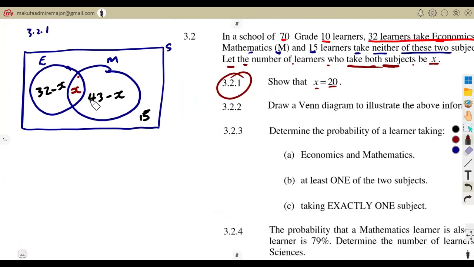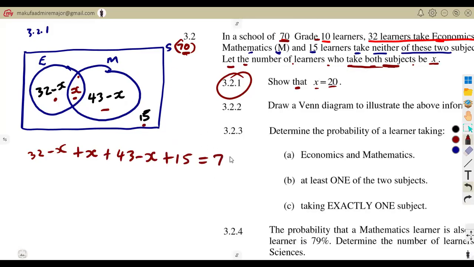So from this, we can find the value of X, because remember I asked you to show, calculate it and show us that it's what? It's 20. If there are 70 grade 10 learners, meaning to say the sample space is carrying 70 learners, so this being added together must add up to 70. Okay, that is the 32 minus X plus the X plus the 43 minus X plus the 15 that is outside is supposed to give us a total of 72.